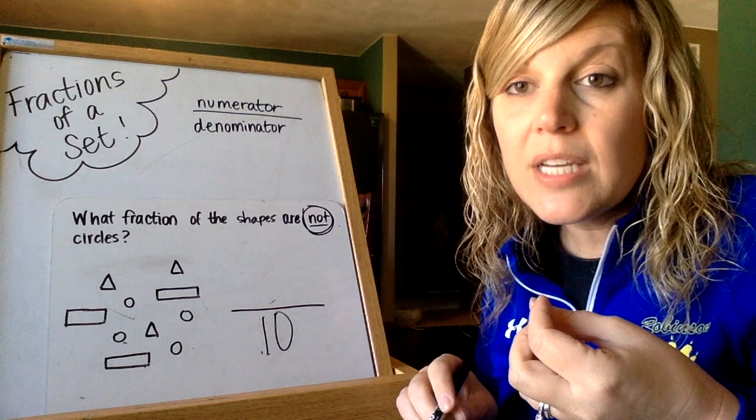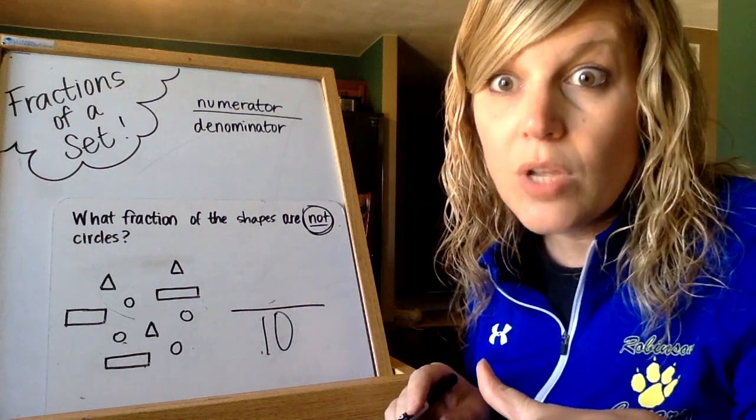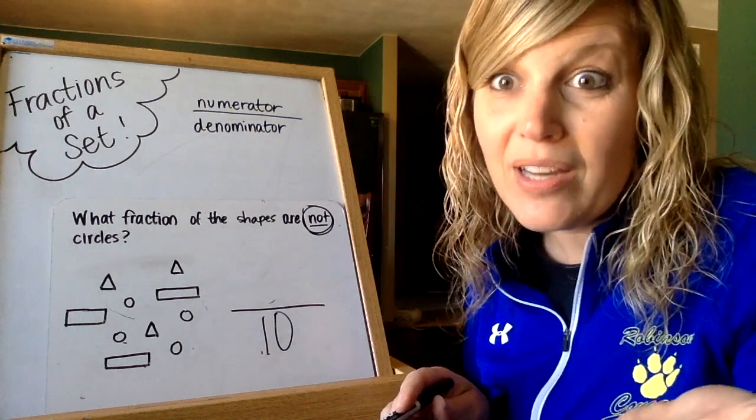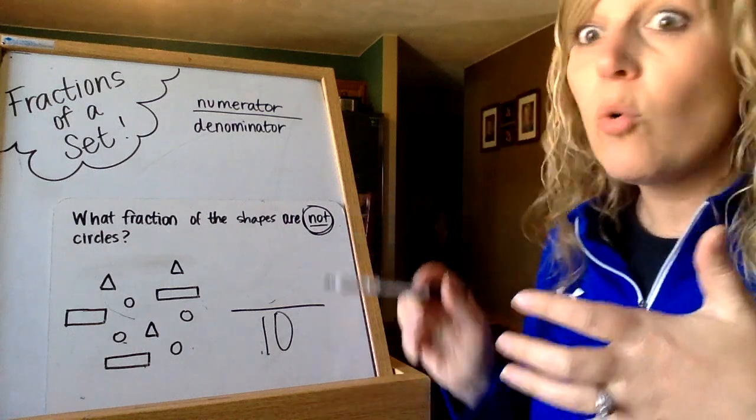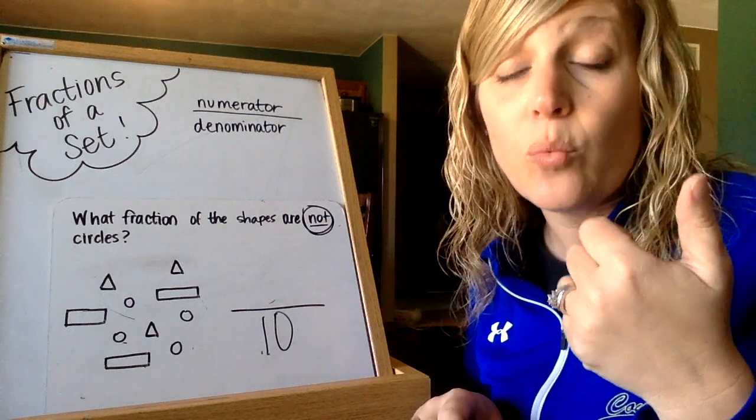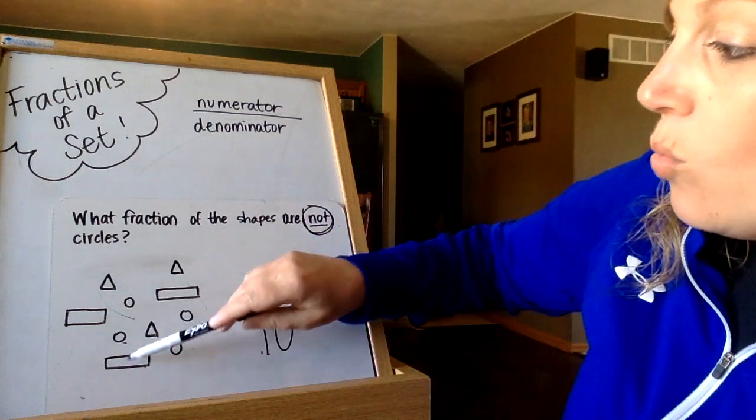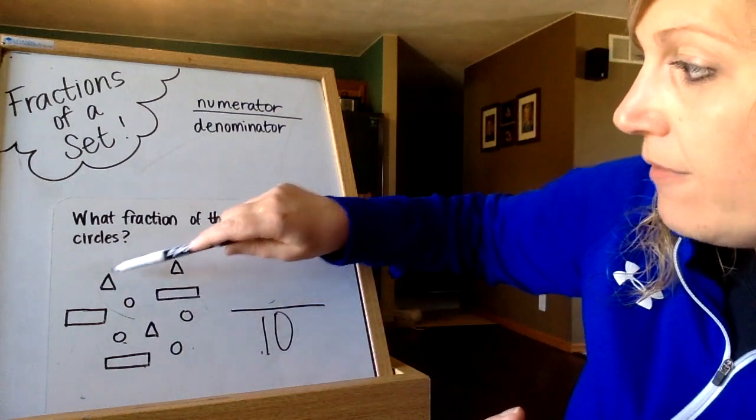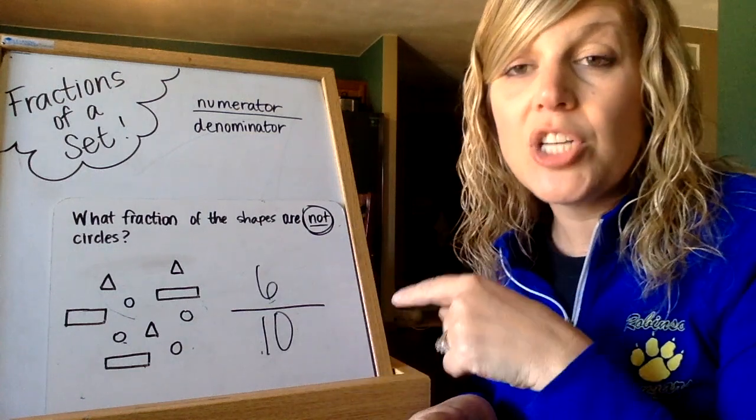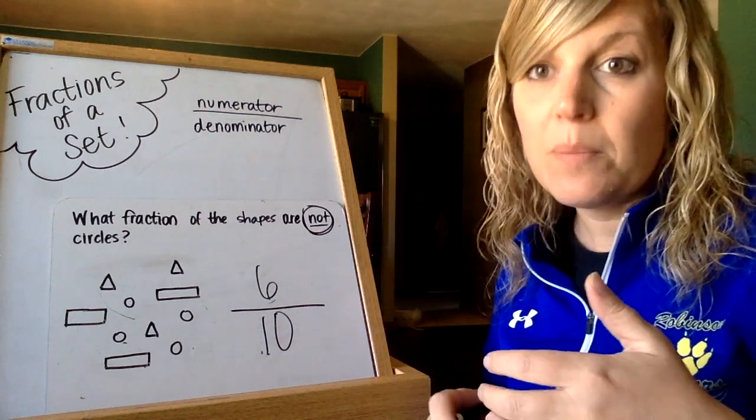And my question this time is asking me which fraction of the shapes are not circles. So I hope you're thinking you don't count the circles, because that would be right. We don't count the circles there. So that means we do count every other shape that's over there. You're going to count the triangles and you're going to count the rectangles. So let's go do that. 1, 2, 3, 4, 5, 6. So 6/10 of the shapes are not circles. Or I could say 6 out of those 10 shapes are not circles.